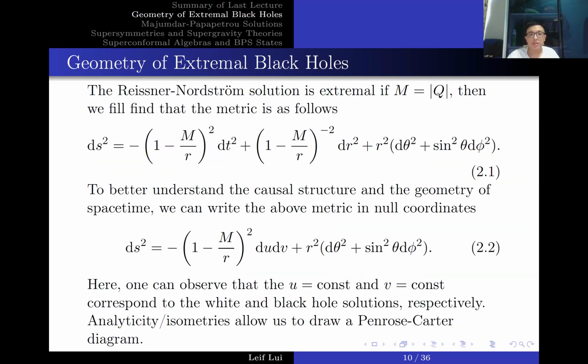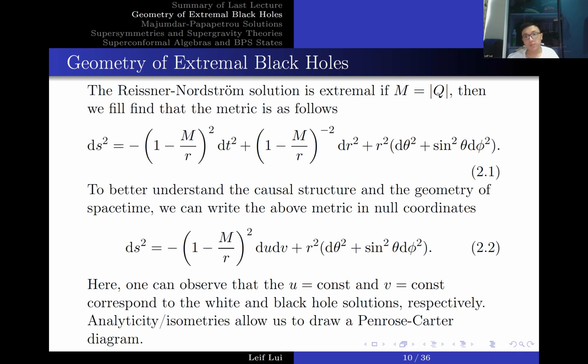So now I will talk about the geometry of extremal black holes. Recall that a Reissner-Nordström solution is extremal if the mass is equal to the magnitude of the charge. Then we will find the metric reduces to the following form. To better understand the causal structure and geometry of spacetime, we can write the above metric in null coordinates. By doing so, we find that the u equals constant and v equals constant solutions represent the white and black hole solutions respectively.